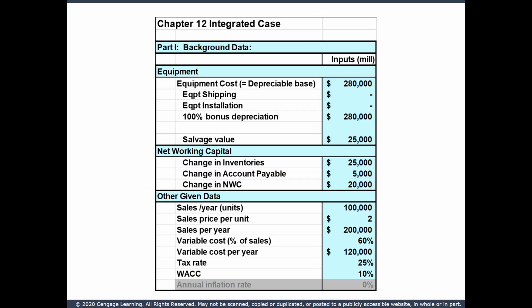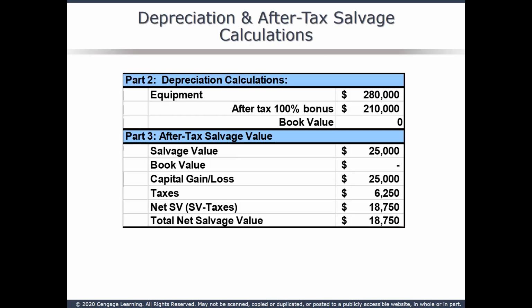This shows the top part of an Excel worksheet to set up and solve our project analysis. This displays all the given data. In the real world, this is how you'd want to set up this type of analysis. Putting all the given data at the top keeps it together, so if anything changes, you can change it in one place. This details the depreciation and after-tax salvage value calculations.